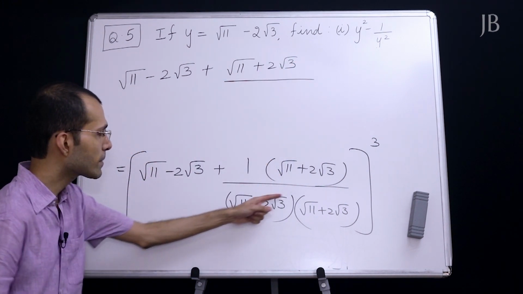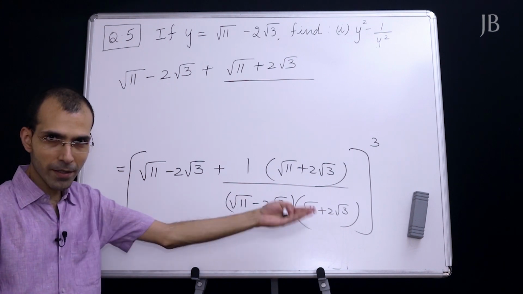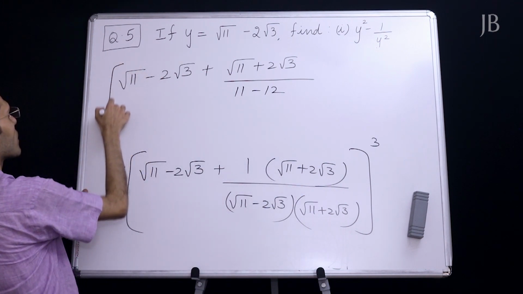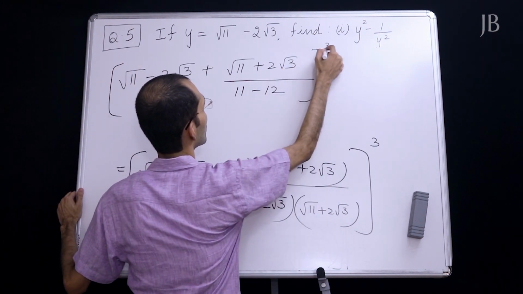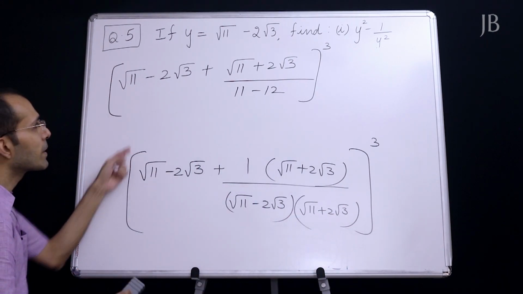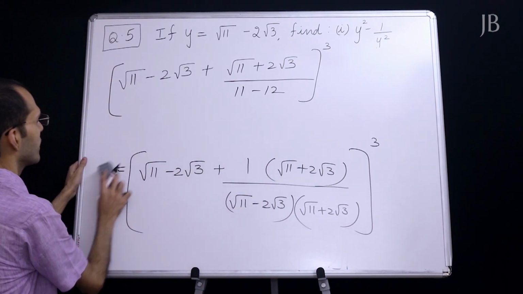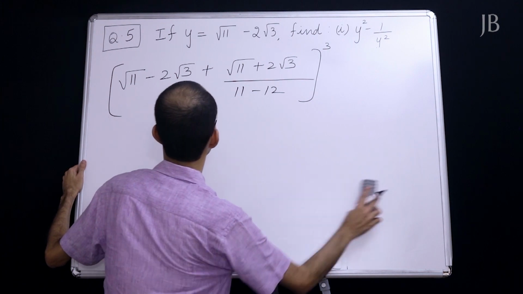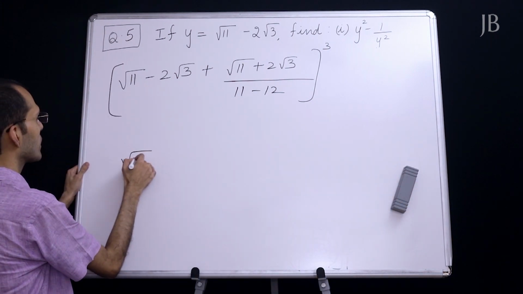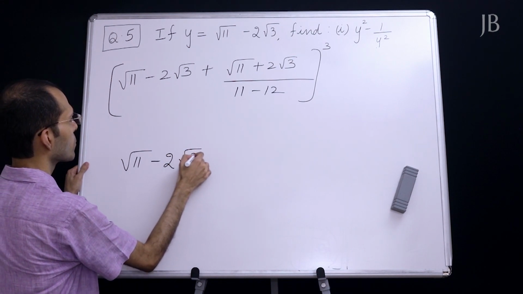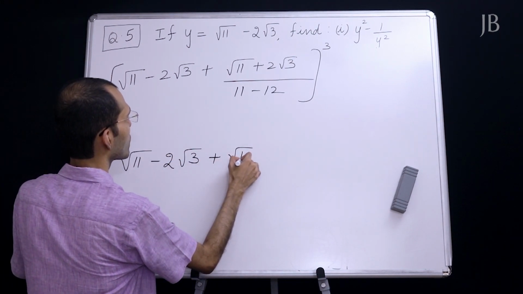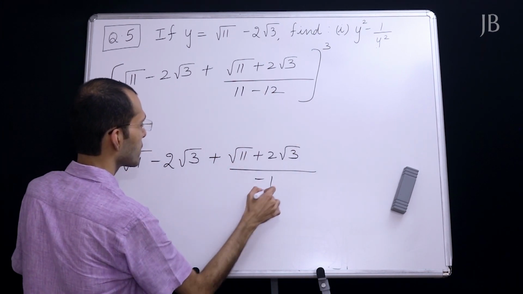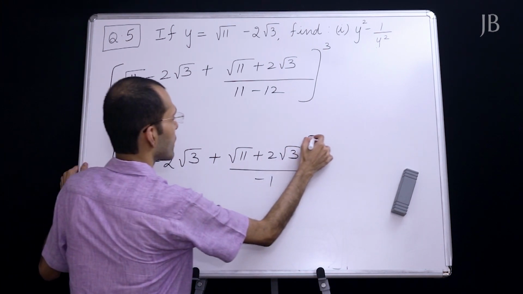upon, this is a minus b into a plus b. So that is a square minus b square. So that would be 11 minus 12. Okay. Do not forget to put this whole cube, as the cube has not yet operated. We are just simplifying the inside part only. So root 11 minus 2 root 3 plus root 11 plus 2 root 3. 11 minus 12 is minus 1. The whole cube.